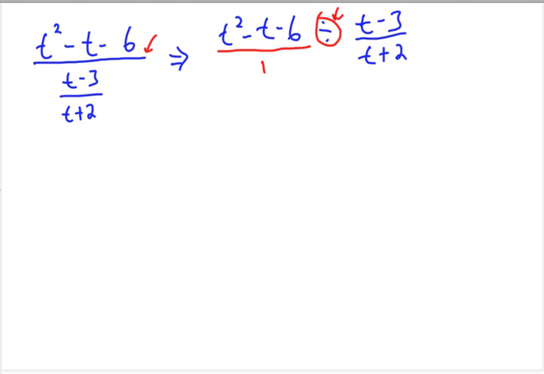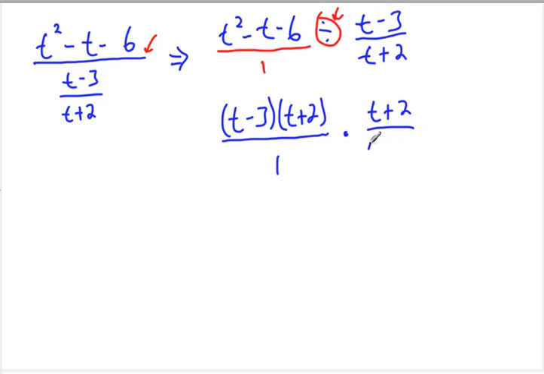So I'm going to do the same thing. Factoring. So factors of negative 6 would be t minus 3 and t plus 2. Those add to negative 1 over 1. Now I'm going to flip this second fraction, so t plus 2 ends up on the top, and t minus 3 ends up on the bottom.